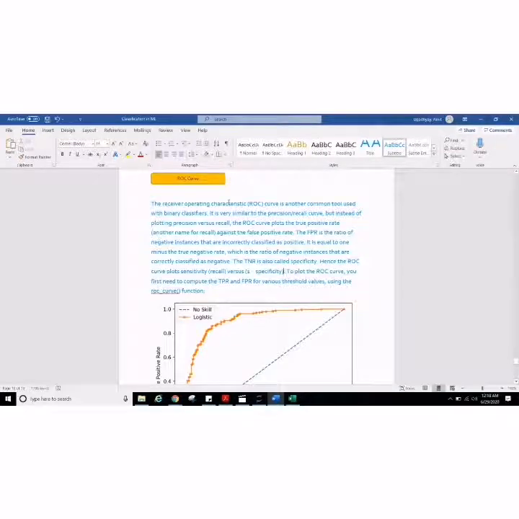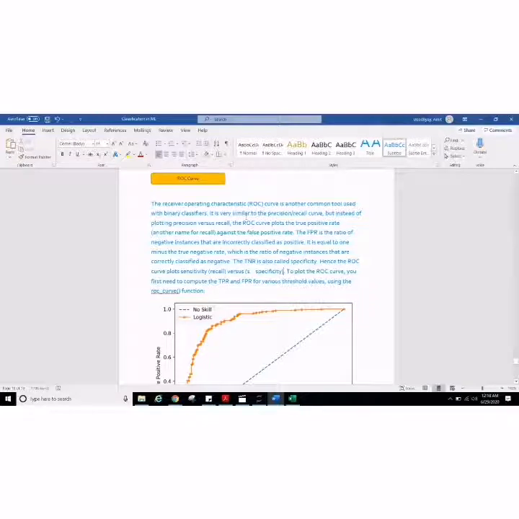ROC curve. The receiver operating characteristics ROC curve is another common tool used with binary classifiers. It is used only with binary classifiers. What is a binary classifier? It classifies either yes or no, like it is an apple or it is not an apple. Okay, 0 or 1 you can say. From binary you can understand it is 0 or 1.